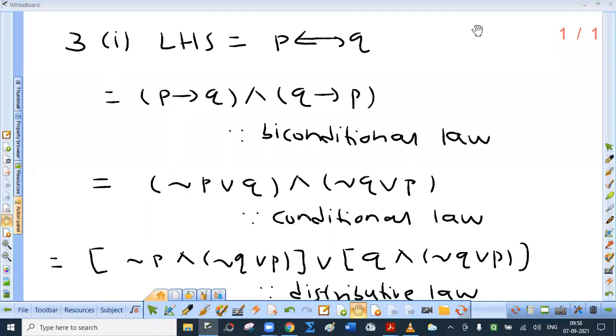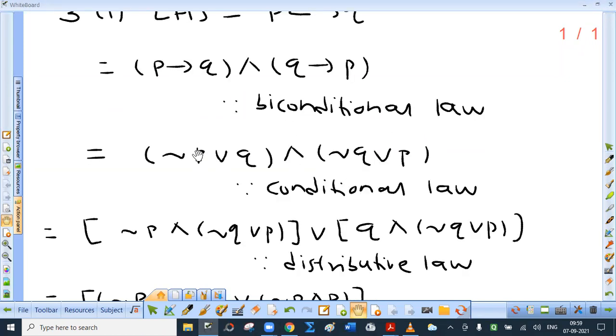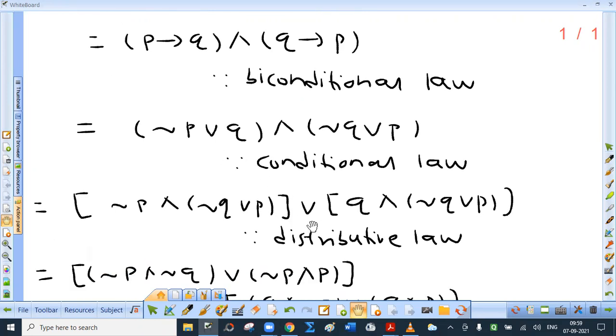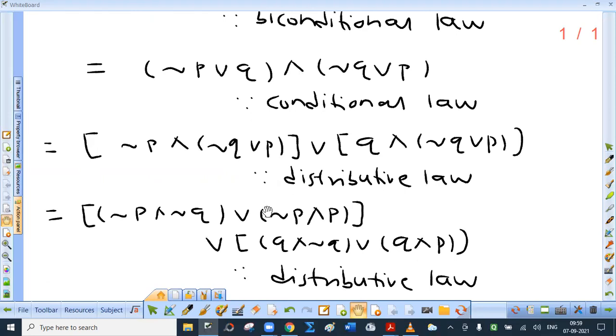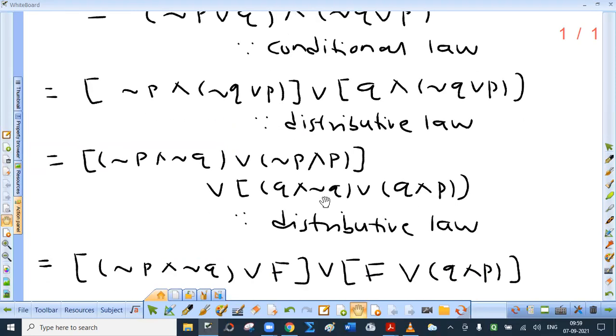Now this is an important type rather, and not easy to prove in most of the cases. Without using truth table, prove that first one, P biconditional Q is equivalent to P and Q, or not P and not Q. Now why biconditional? Because it is P implies Q and Q implies P. Then apply conditional law. So not P or Q and not Q or P. Now distributive law, see its application is very important. So here distributive law is applied. Again, distributive law is applied in the next step.